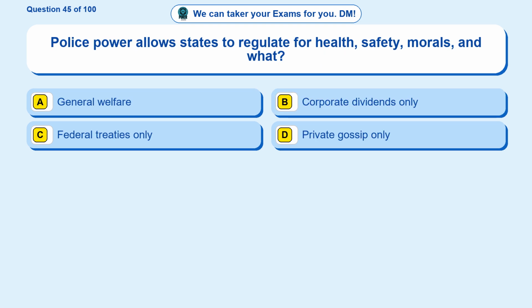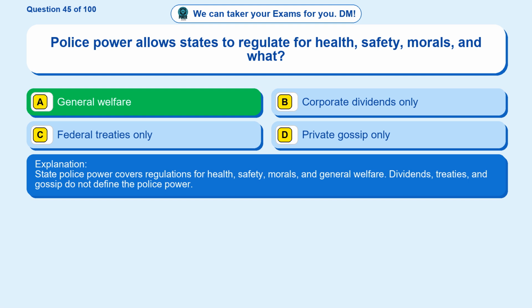Question 45. Police power allows states to regulate for health, safety, morals, and what? Option A, general welfare. Option B, corporate dividends only. Option C, federal treaties only. Option D, private gossip only. The correct answer is option A. General welfare. State police power covers regulations for health, safety, morals, and general welfare. Dividends, treaties, and gossip do not define the police power.